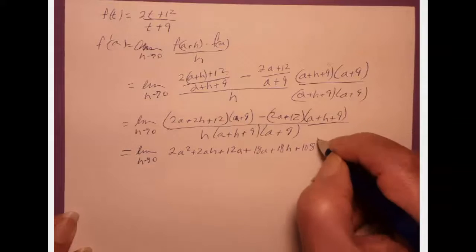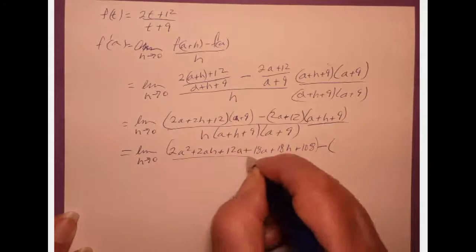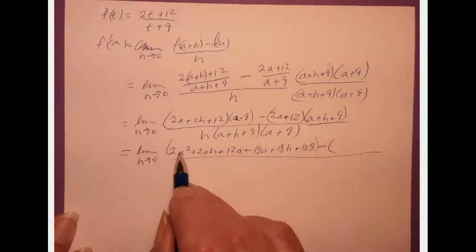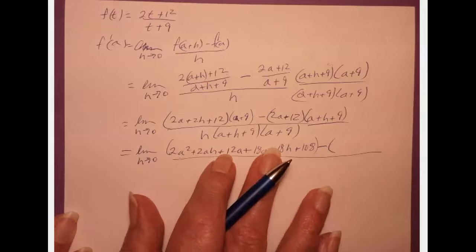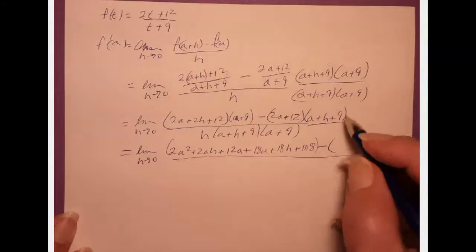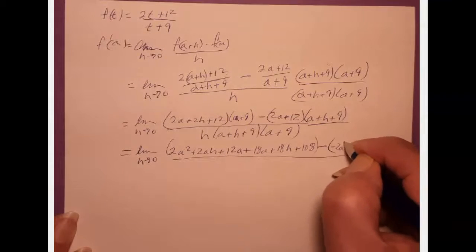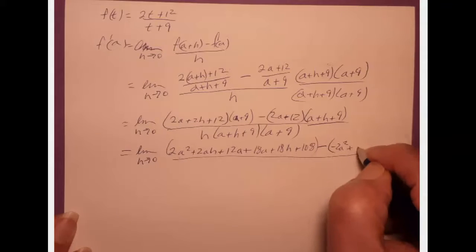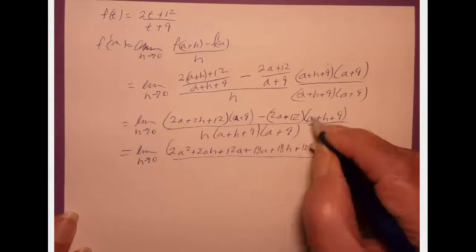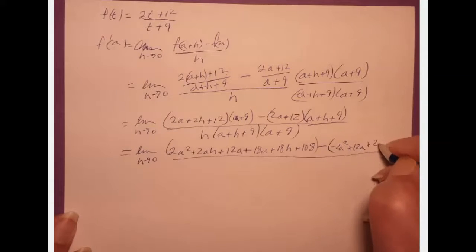Minus, I'm going to put parentheses. I'll put parentheses here for emphasis. Don't need them. I just want to make sure that I'm understanding this is my first part. It keeps me better organized. So here I'm going to distribute the a. So I have minus 2a squared plus 12a. Distribute the h plus 2ah plus 12h.